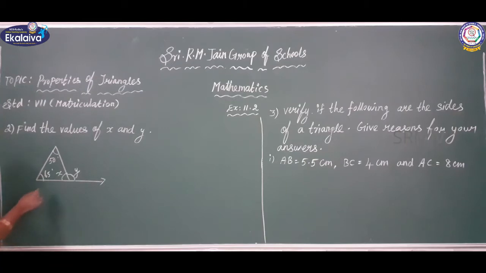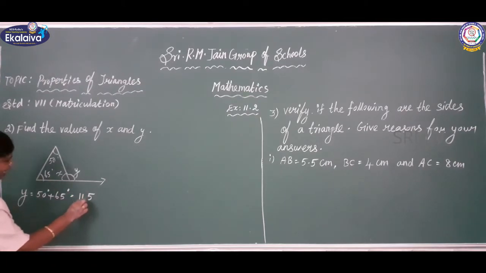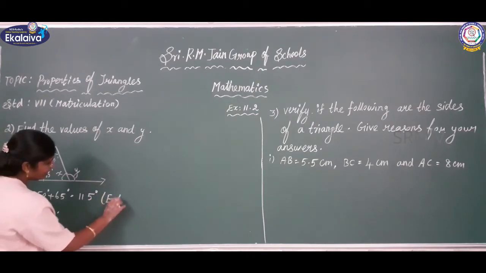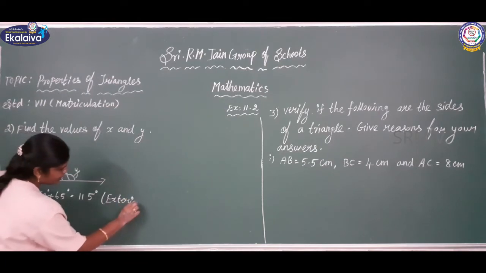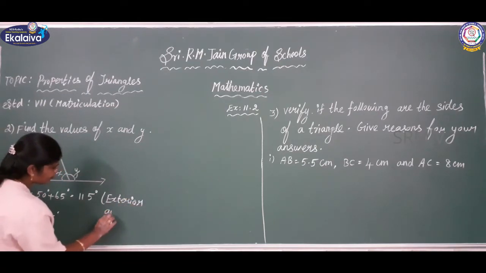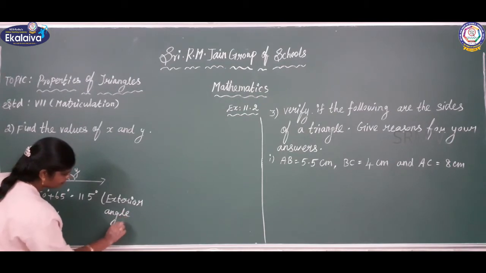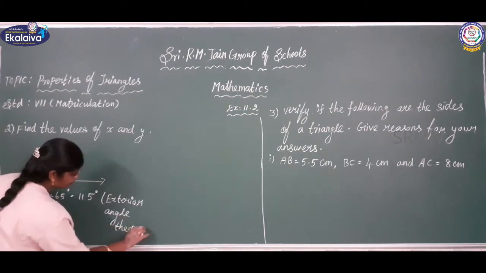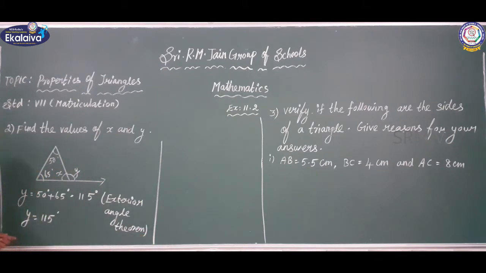Okay, see here y equal to the opposite interior angles, 50 degrees plus 65 degrees. Okay, just add it: 5 plus 6 is 11, 115 degrees. Y equal to 115 degrees because what we used here is the exterior angle theorem, or property. Okay, so y equal to 115 degrees.